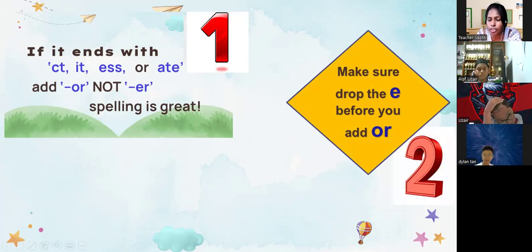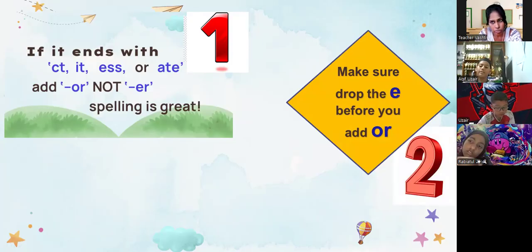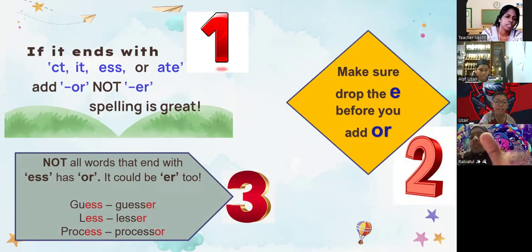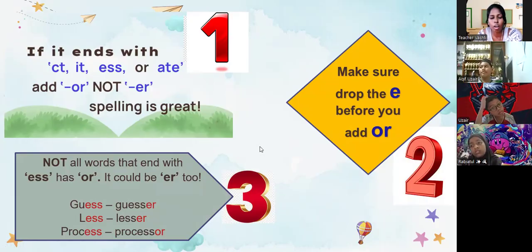What is the last one that you have to remember? Not all words that end with A-S-S have OR. It could be ER too. Okay, not all words that end with A-S-S have OR. It could also be ER.